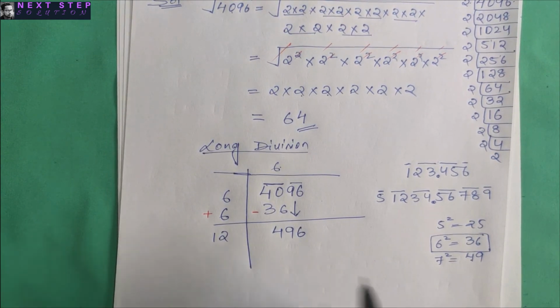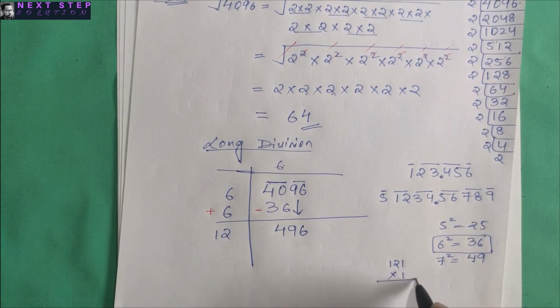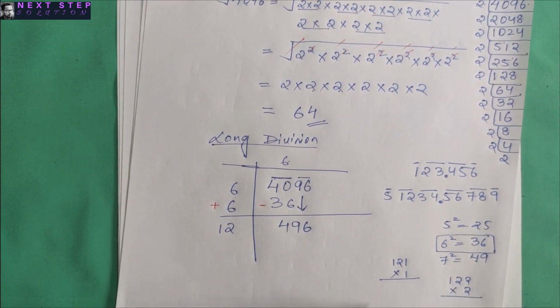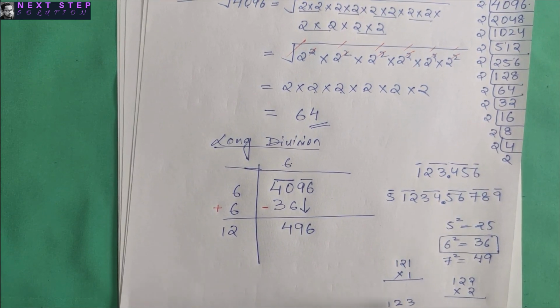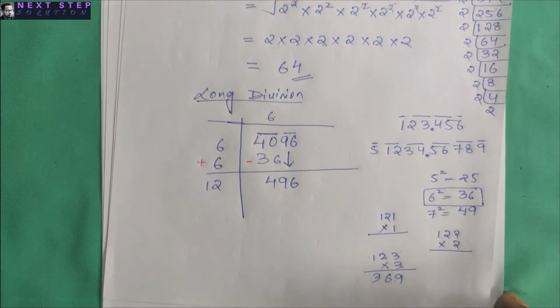Now this number 12, we need to take 12, and with 12 we will take a number and multiply with the same number. Like if we take 1, we will multiply with 1. With 12, if we take 2, we will multiply with 2. With 12, if we take 3, we will multiply with 3. Now 3 3s are 9, 3 2s are 6, 3 1s are 3. This is not equal to this. We have to either make it equal or slightly less.